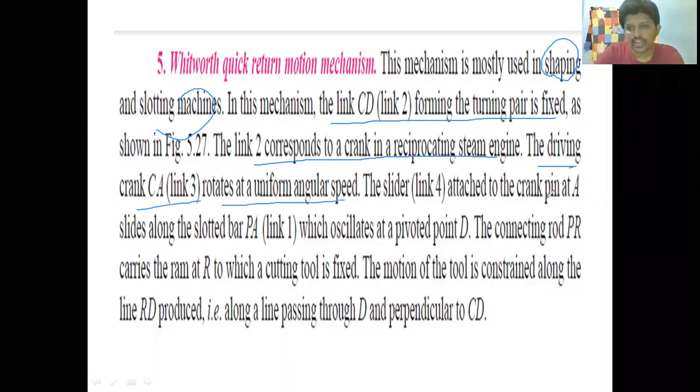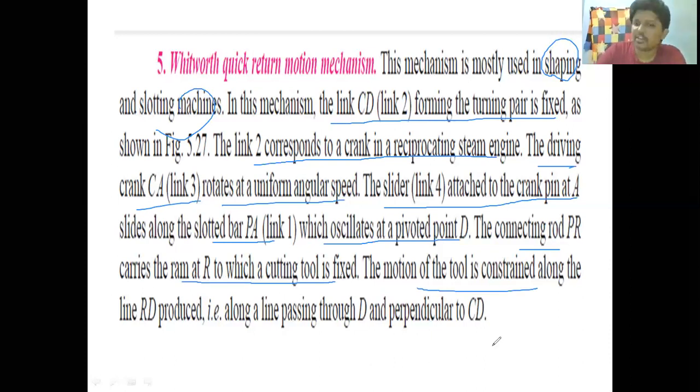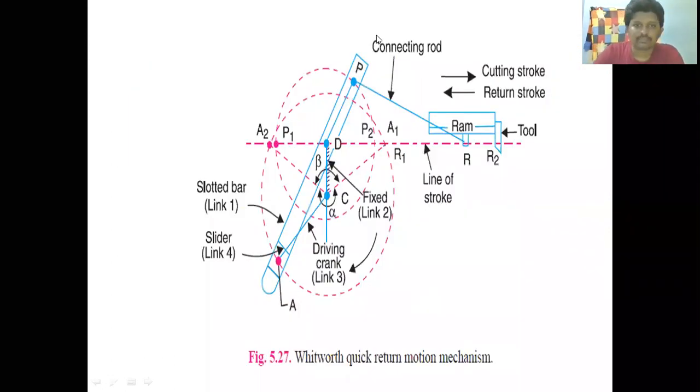We have a slider attached to the crank at point A, which slides along PA, which oscillates about the pivot point B. The connecting rod PR carries the ram to which the cutting tool is attached. The motion of the tool is considered along the position R. So this is related to the quick return mechanism, the Whitworth one. From the diagram we'll see. We have a fixed link DC here.